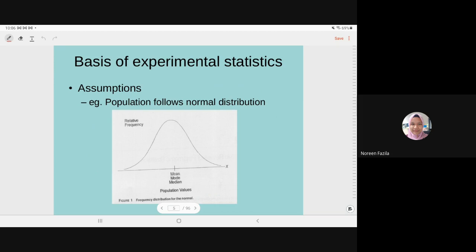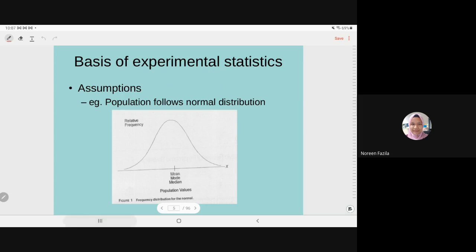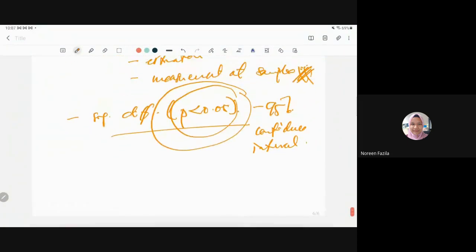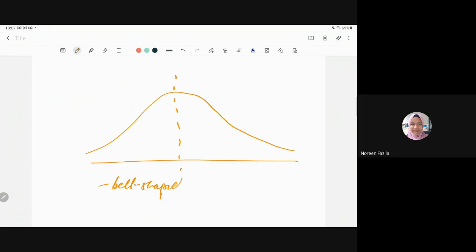Basis of experimental statistics. First is assumption, which we have discussed just now. The population follows a normal distribution. A little bit about normal distributions, this is important for us to understand. Of course, we say that this is the normal distribution. What is the characteristic of a normal distribution? It is bell-shaped. Bell-shaped meaning that it is high.